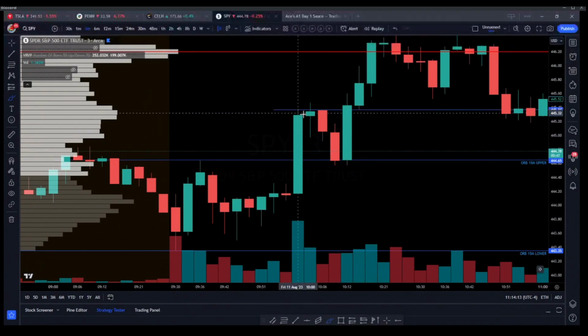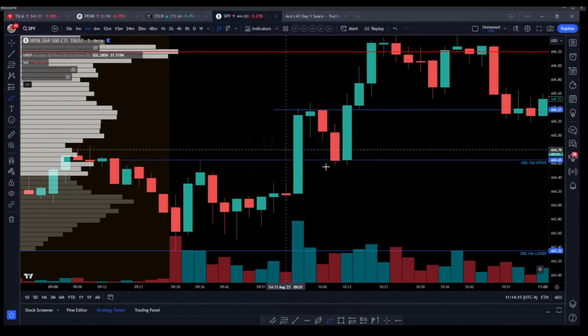We can see it goes for a retest of that ORB. This is where we actually entered. And again, I'm fine with that because it allows room and wiggle room for my given strategy.